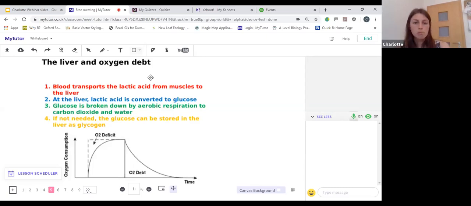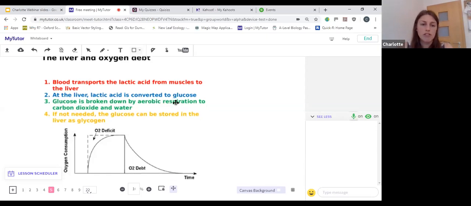So the glucose is broken down by aerobic respiration to carbon dioxide and water. And if that glucose isn't needed immediately for more respiration, we can store it in the liver as glycogen. So remember, glycogen is present in muscle cells, but also in the liver as well. So we've got lots of glucose stores across the body.